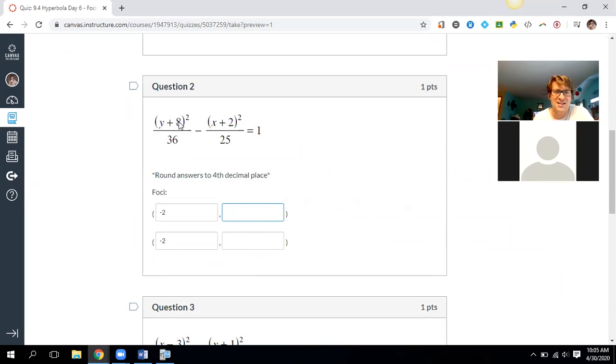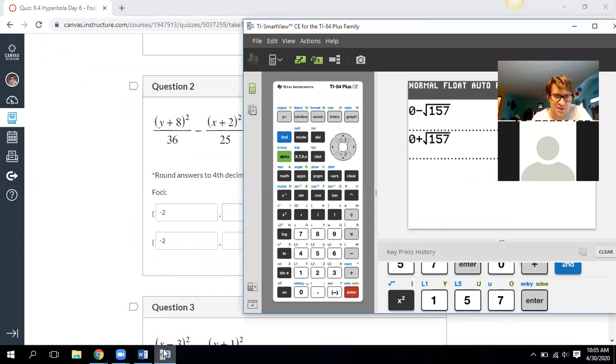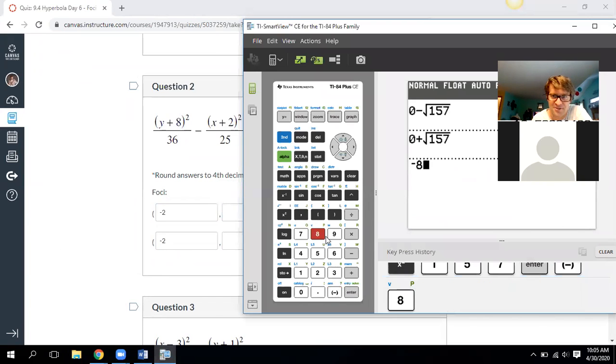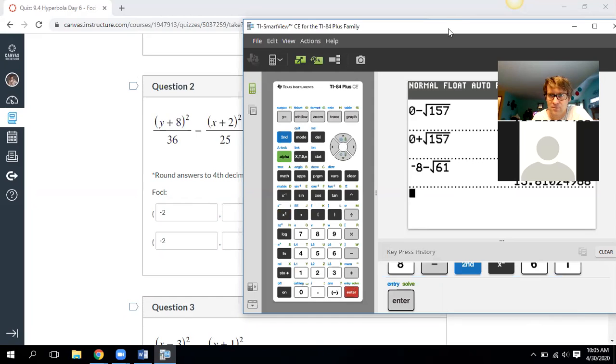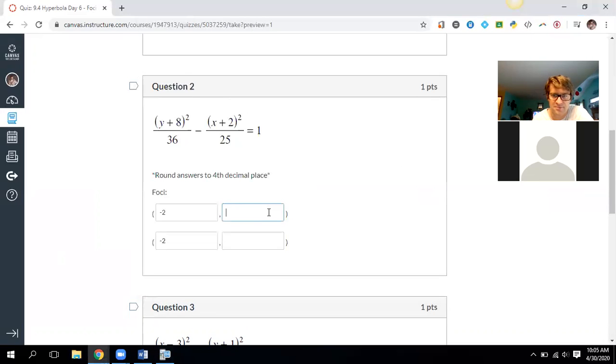All right, so we're going to take negative 8, and we're going to subtract and add the square root of these two numbers added together. So we're going to take negative 8. I'm first going to subtract because that would make it lower. The square root of, okay, 36 plus 25 would be 61. All right, so that's negative 15.8102.